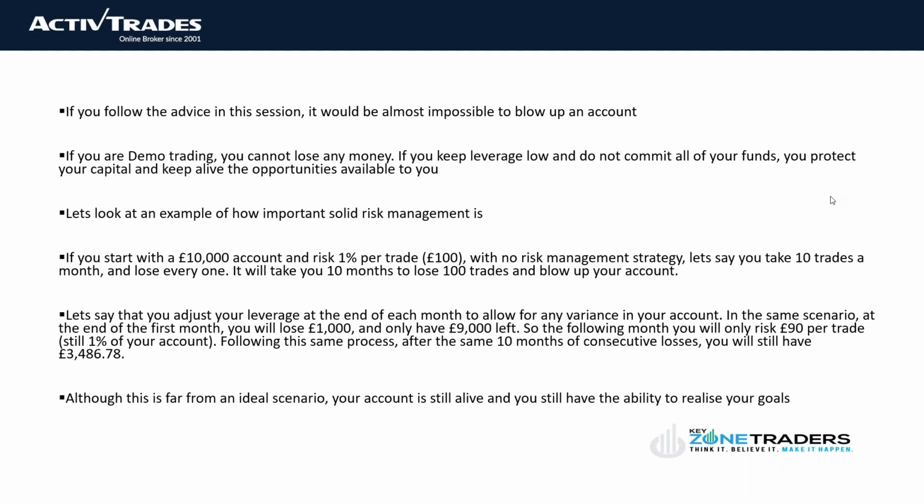Now, let's just say, in the same example, you adjust your leverage at the end of each month to allow for any variance on your account. So in the same scenario, at the end of the first month, you're going to lose £1,000 because you're risking £100 per trade, and you're only going to have £9,000 left. But the following month, you're still going to risk 1% of your account, but that is now £90 per trade. So you're compounding down as well. If you follow the same process, after the same 10 months of consecutive losses, so 100 losses in a row, you're still going to have an account of £3,500. So you're still going to have 35% of your original capital rather than 0%.